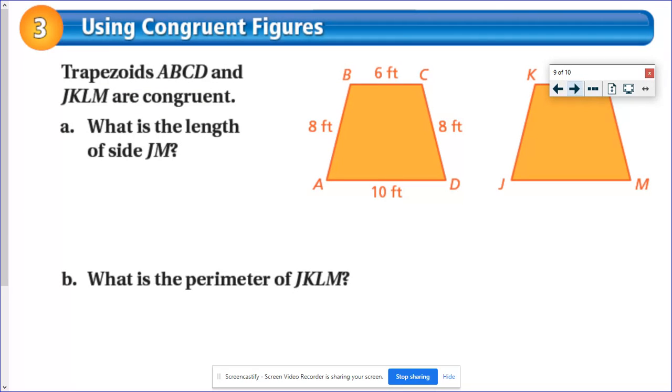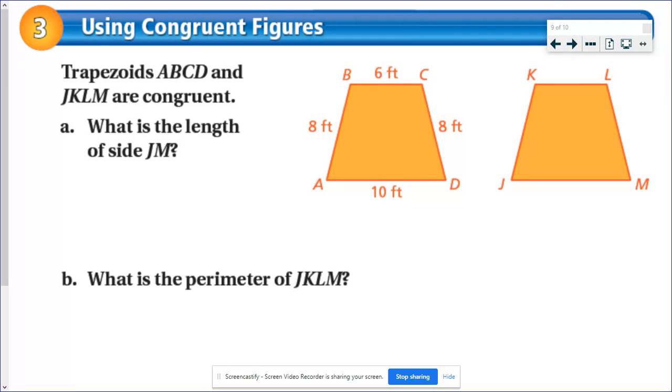Okay, I have these two trapezoids. So we've got ABCD and JKLM. I want you to notice the naming on here also. They have the names over here. ABCD, JKLM, that matters. That first letter A matches with the first letter J. Those are corresponding parts. When we're naming this, that matters.